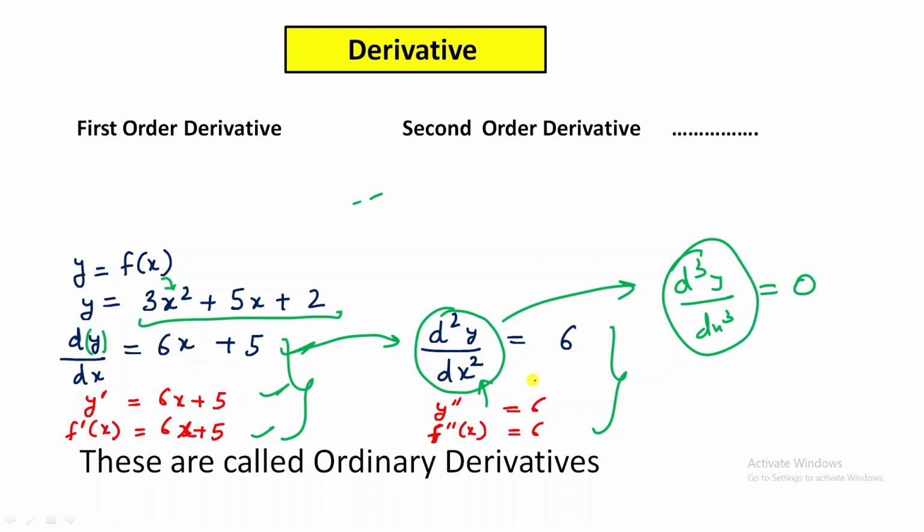Now these derivatives are also called ordinary derivatives. Why ordinary derivative? Basically, an ordinary derivative means that your function, let's say y, is dependent on only one quantity, only one variable. So y is dependent only on x, right? You will understand it more when I tell you what partial derivatives are.